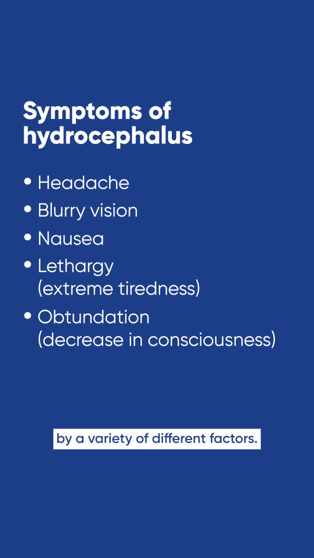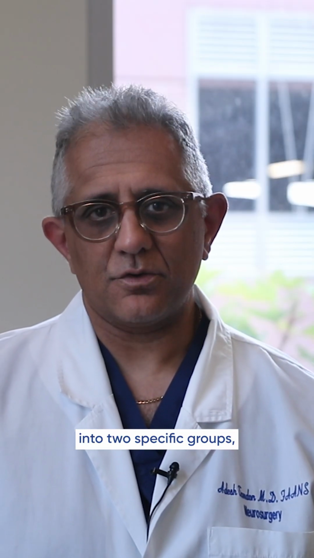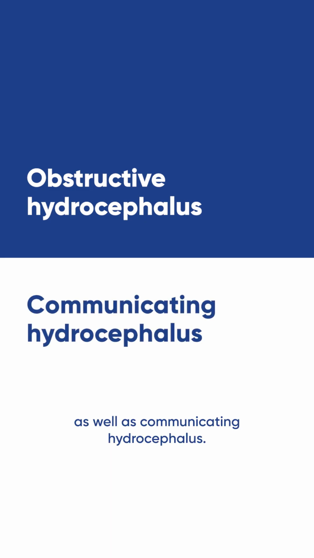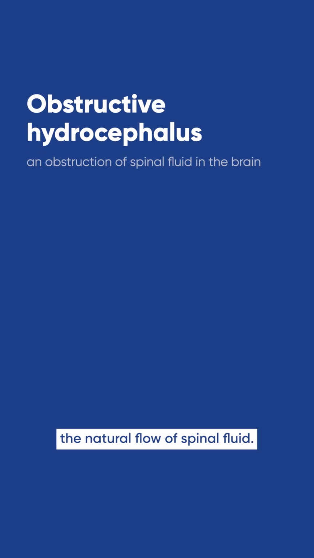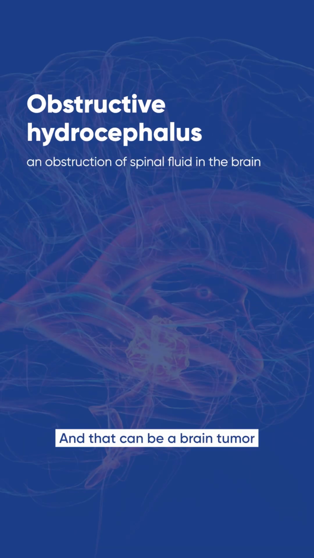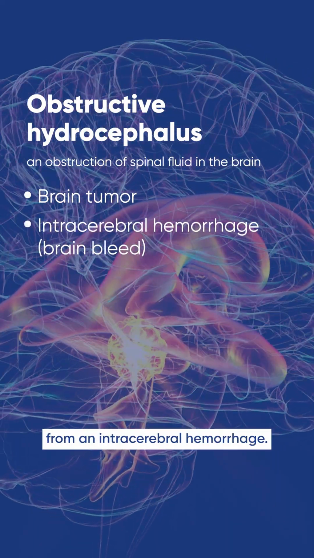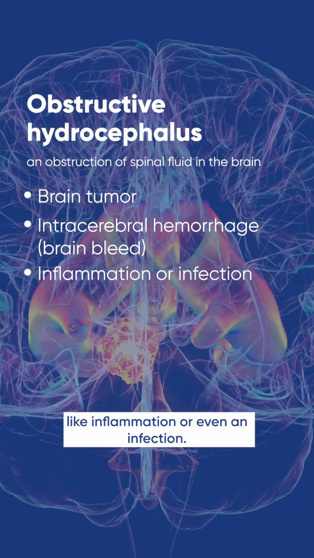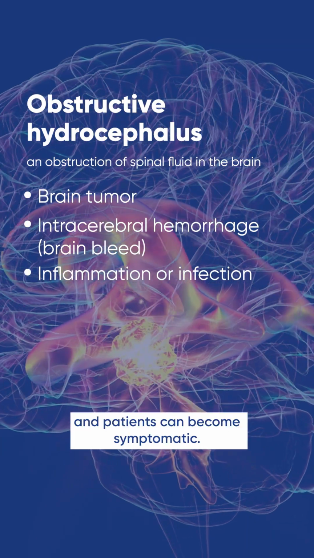Hydrocephalus can be caused by a variety of different factors. Typically, if we were to group them into two specific groups, we would group them into obstructive hydrocephalus as well as communicating hydrocephalus. So obstructive hydrocephalus refers to something obstructing the natural flow of spinal fluid. And that can be a brain tumor, that can be blood products from an intracerebral hemorrhage, it can be from other causes like inflammation or even an infection. If that flow of spinal fluid is blocked, it tends to build up in the brain and patients can become symptomatic.